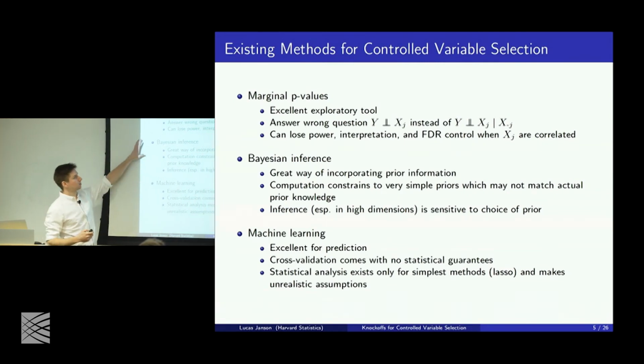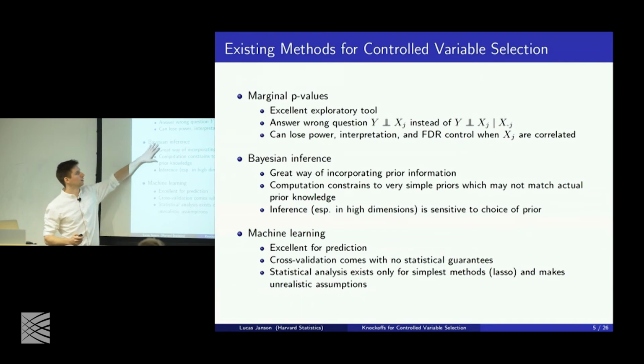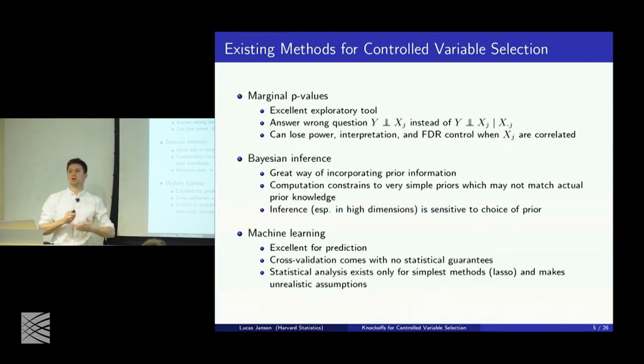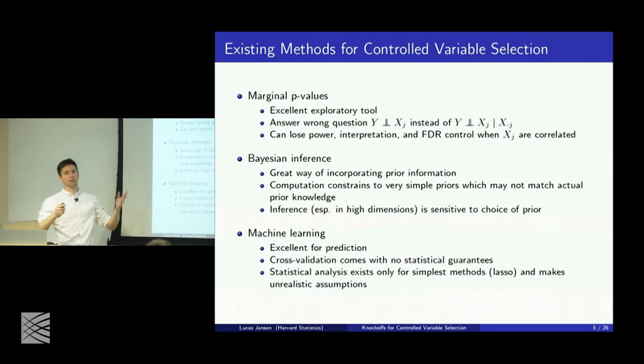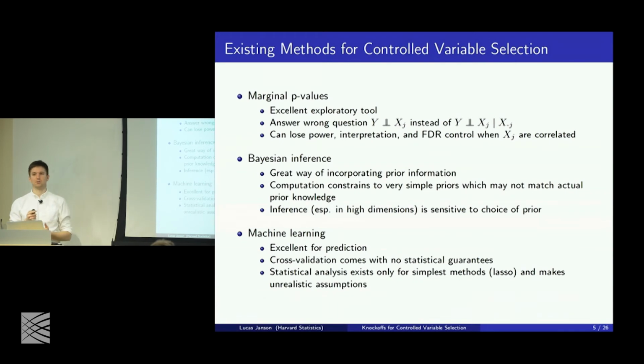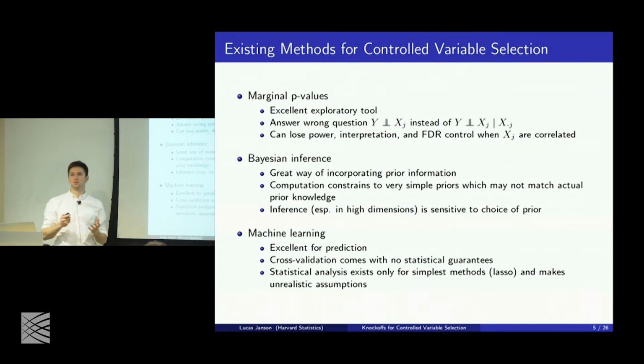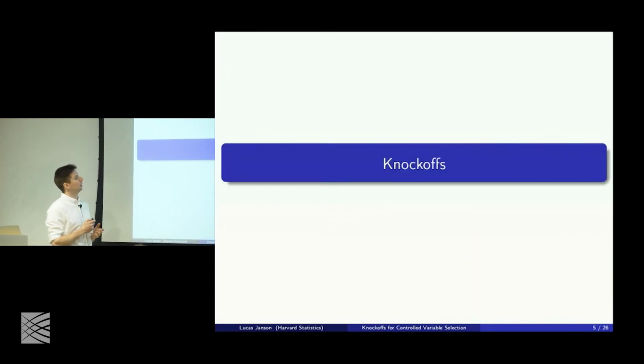But that said, I'm actually going to use a lot of the methods in especially Bayesian inference and machine learning, the things that can be very powerful but don't necessarily come with as reliable inferential guarantees. That's what I'm going to build knockoffs over, because knockoffs acts as a wrapper around any method that you want. And so let's talk about that.